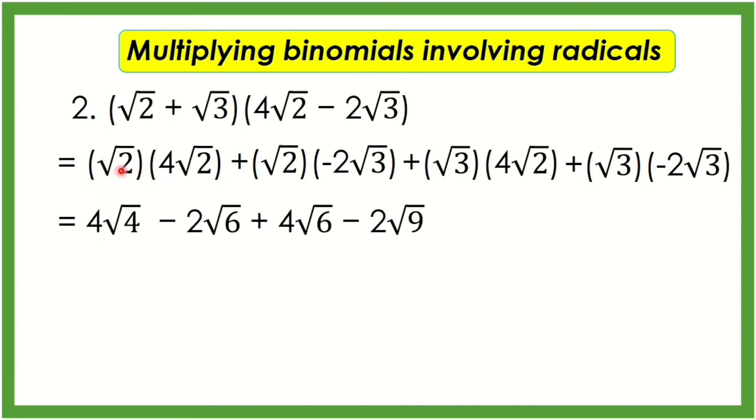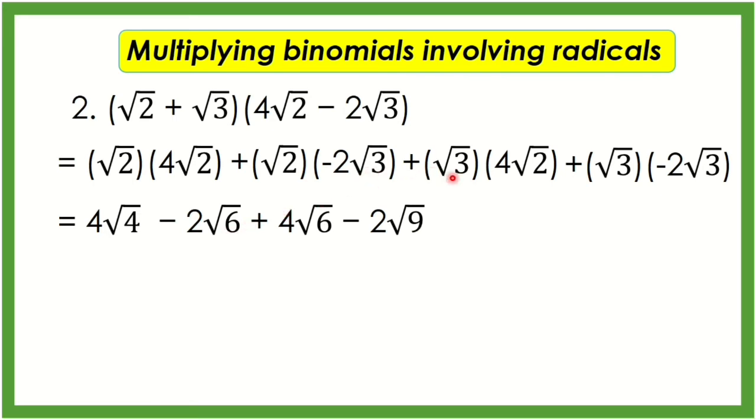And then, parehas naman ang kanilang mga index. So, multiply 2 times 2, that is 4. Next, square root of 2 times negative 2 square root of 3 is equal to negative 2 square root of 6. 1 times negative 2 is negative 2. 2 times 3 is 6.